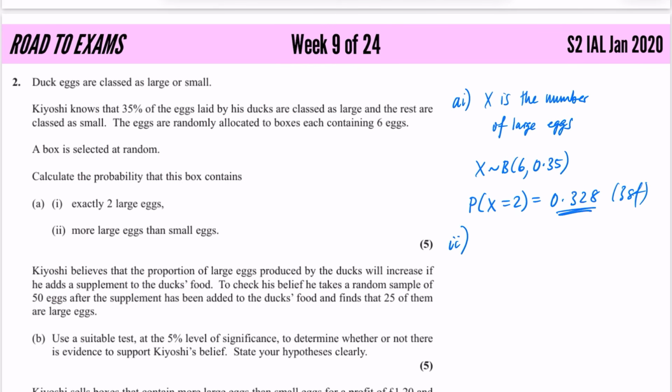The second part says the probability there are more large eggs than small eggs. Well, if there were 3 large eggs, there would be 3 small. If there were 4 large eggs, there would be 2 small. 5 large, there would be 1 small, and 6, 0. So it won't be 3, because that would be the same amount of large and small. So what we're actually looking for here is the probability that X is greater than or equal to 4. We're talking about it being 4, 5, or 6.